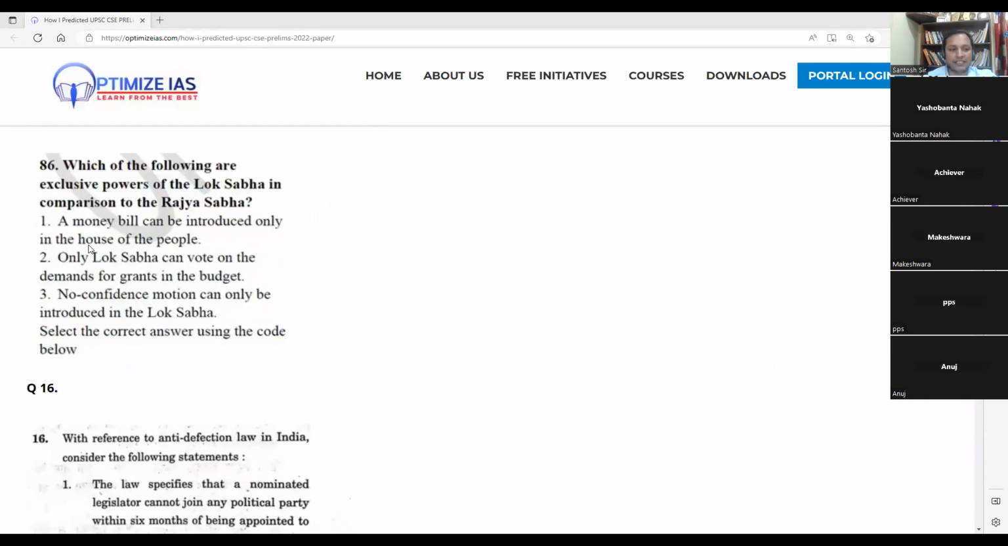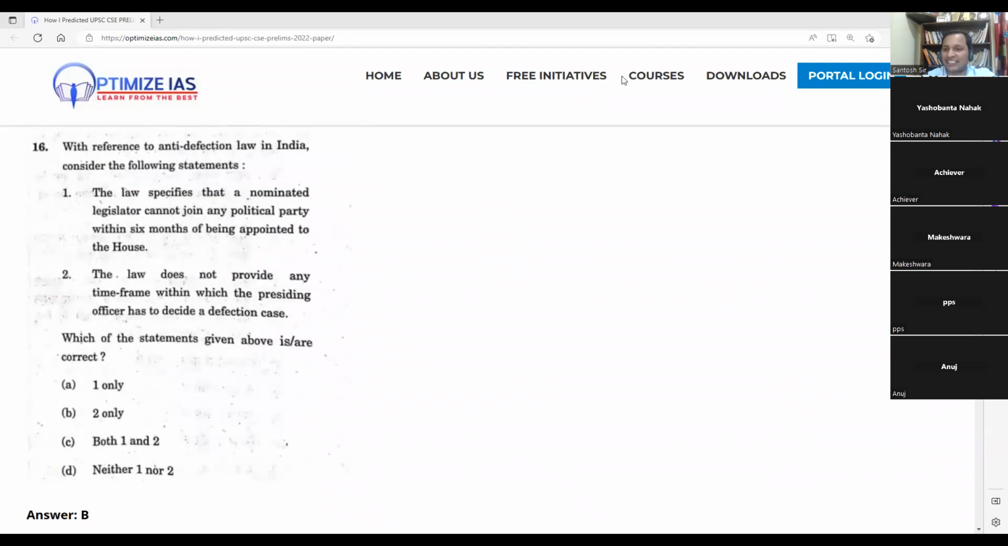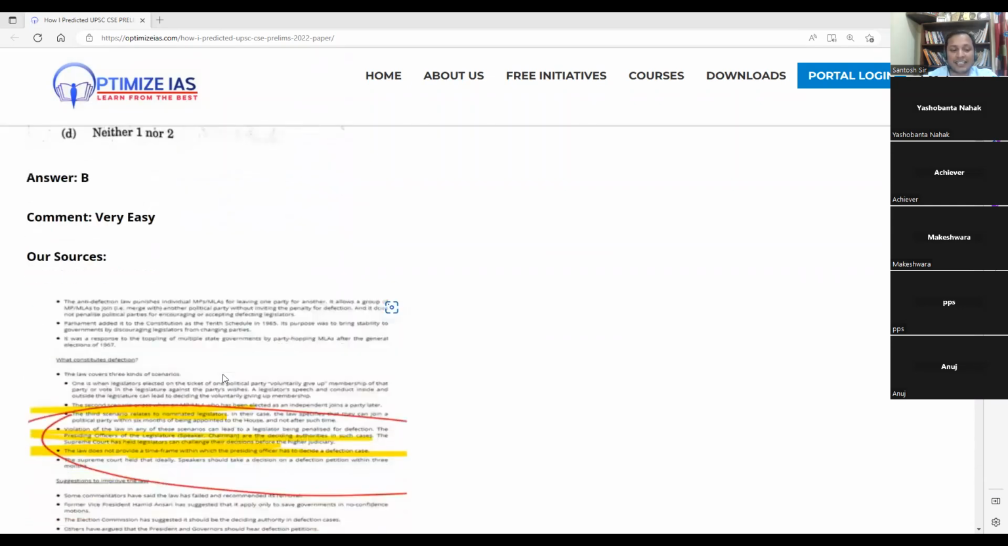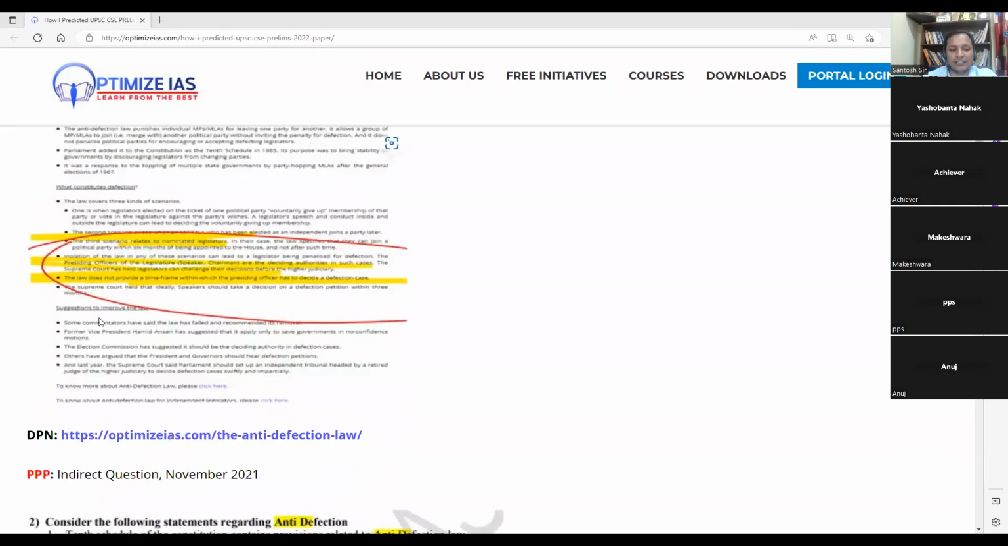Then you see, which of these is an exclusive power of the Rajya Sabha or Lok Sabha? A very easy question. Anti-defection. Guys, was defection in the news or not, for the last 2 years? Again, it is static, but current-based static. Exactly, we have covered everything in the DPN: what constitutes defection, and suggestions to improve the situation.